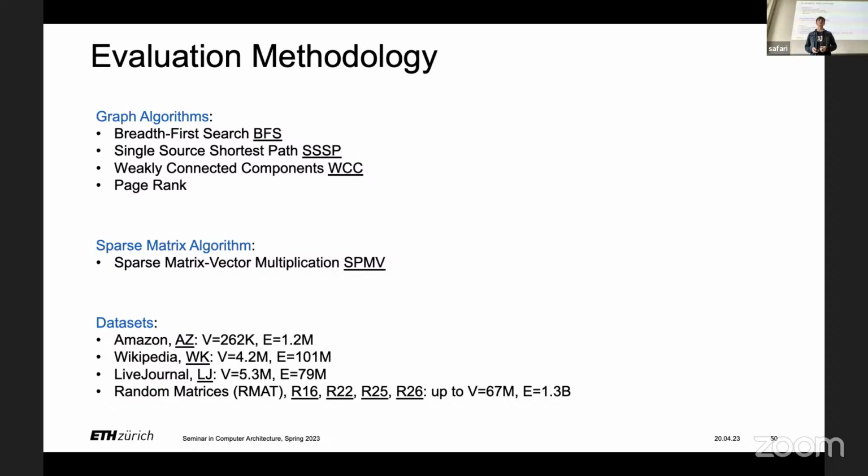So as you can see, these are all the graph algorithms that they decided to test. We have BFS, single source shortest path, weakly connected components, and also PageRank. They also decided to test a sparse matrix algorithm, simply because Dalorex can work on any kind of algorithm that does use sparse matrices. And these are also the data sets. As you can see, there are Amazon, Wikipedia, LiveJournal, and random matrices. And they do come with this number of vertices and number of edges.